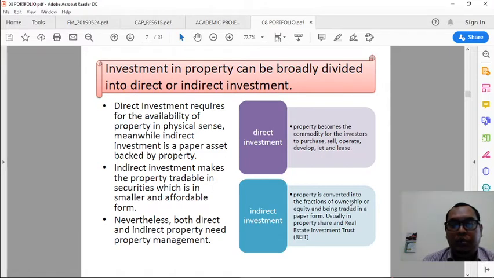So usually in property shares and also real estate investment trusts, REITs, whereby in layman's terms, you pool together the money from different shareholders. Like I have 500 ringgit, another person has 500 ringgit, then maybe 1,000 of us have 500 ringgit. So we can get 500,000 ringgit. So 500,000 ringgit is enough maybe to purchase a small shop or even a condominium.